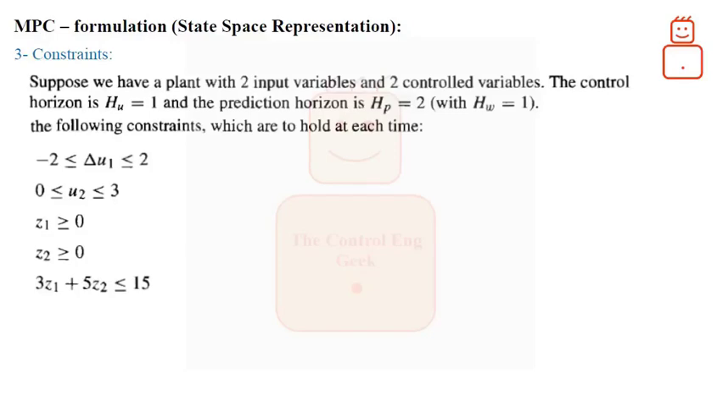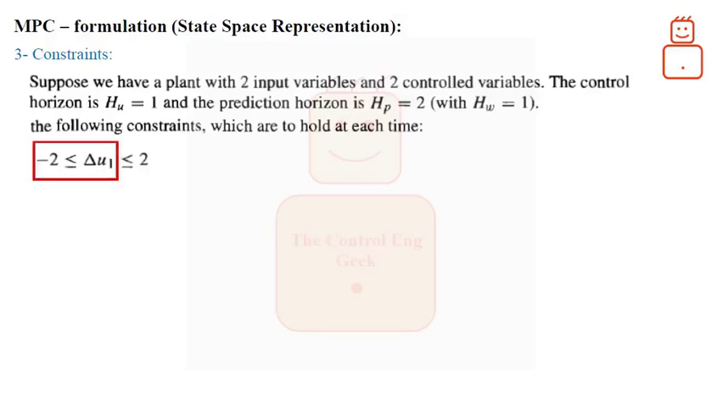Starting from the first constraint, which is on the change of the first control input. This constraint can be divided into two constraints. The first one is when delta U1 is equal to or greater than -2 as shown by the red box. By a simple trick, it can be written as minus delta U1 equal to or less than 2.